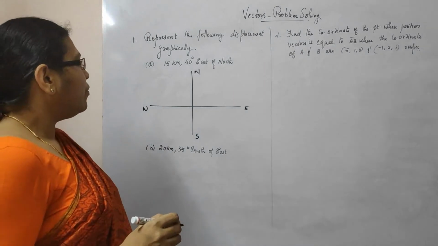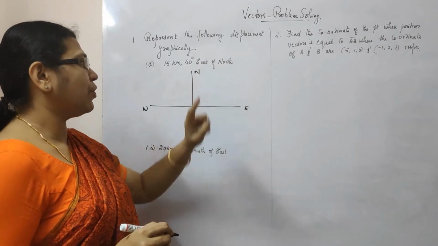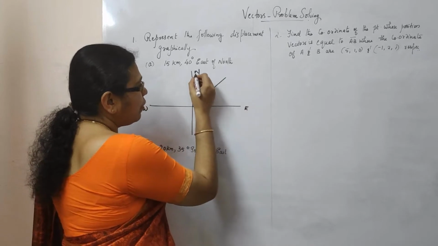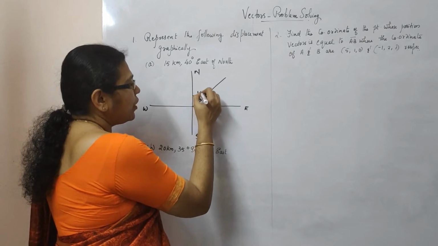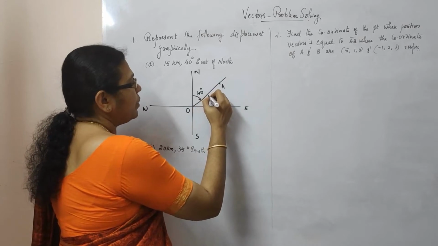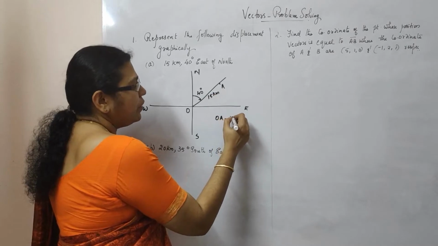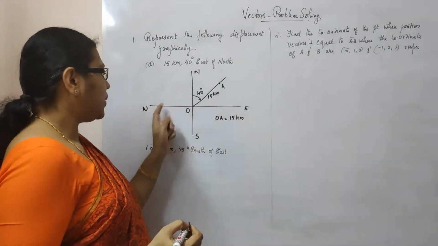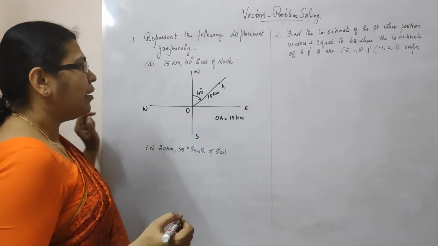Okay. So now, 15 kilometers, 40 degrees east of north. From north to east. East of north. So that is this side. What is the angle measure? 40 degrees. And what is the kilometers here? I will mark this as A and this as O, and this will be what? 15 kilometers. Okay. So I can write OA is equal to 15 kilometers. Okay, this is very simple. Just to understand east, west, north and south, and just plot it. The only thing is that east of north is from north towards the east, 40 degrees.